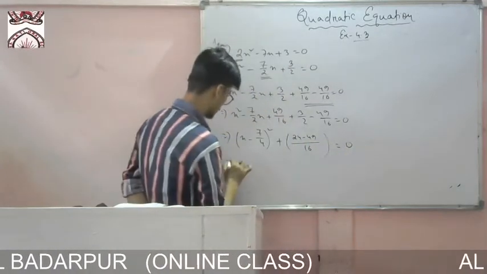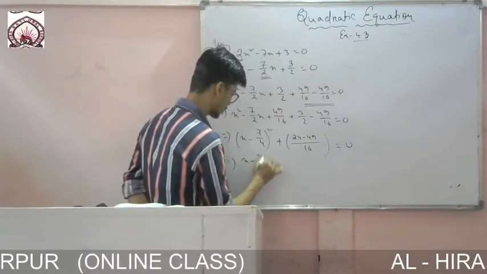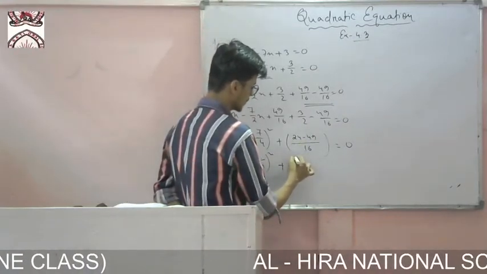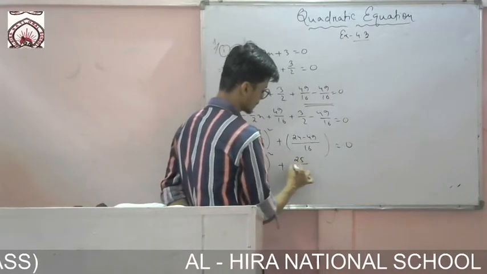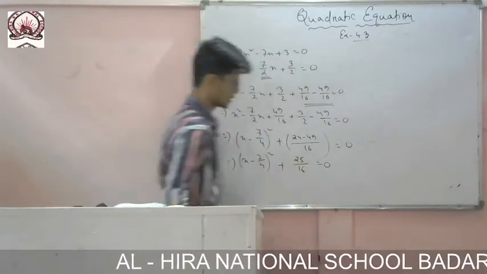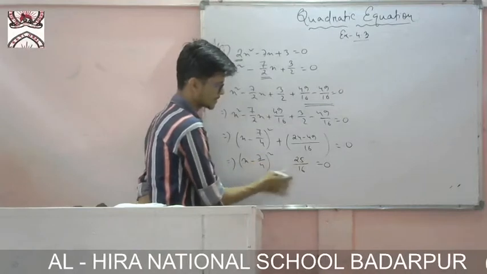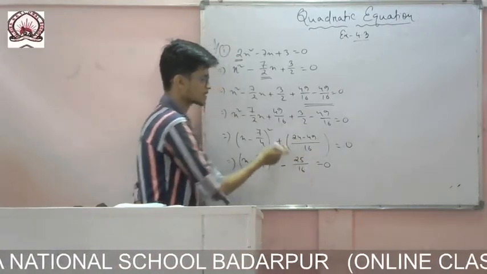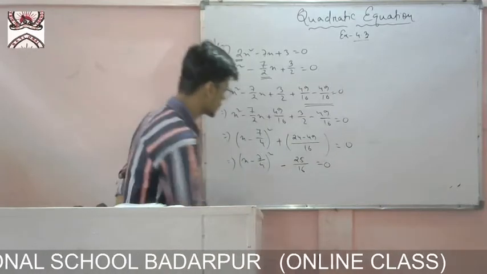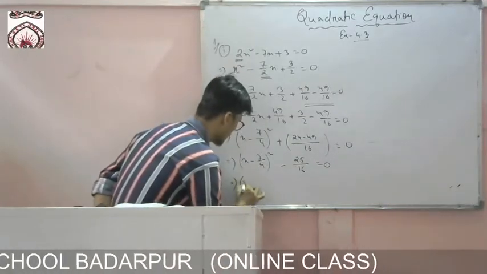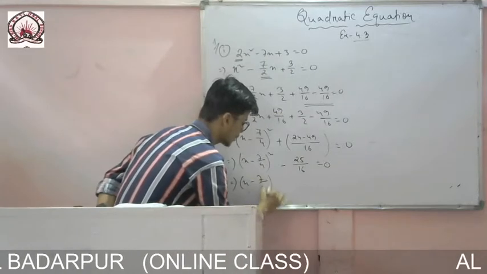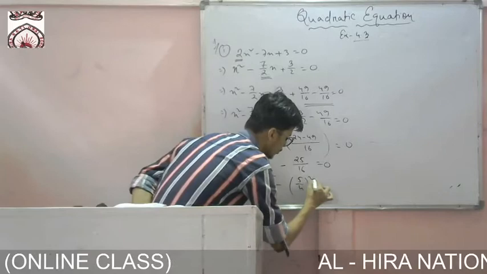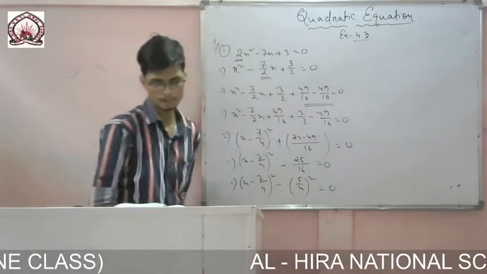So (x minus 7 by 4) whole thing square plus this one, it is coming 25 by 16 equals to 0. 25 by 16, so there is a minus, so minus will come here. So it will be minus 25 by 16. Now you see what I can write: (x minus 7 by 4) whole thing square minus 25 by 16, I can write as (5 by 4) whole thing square.